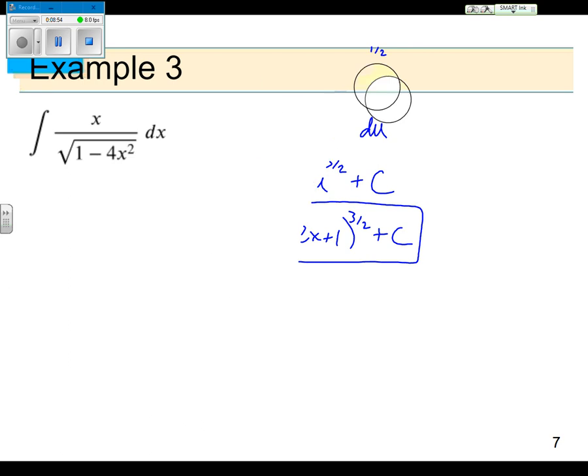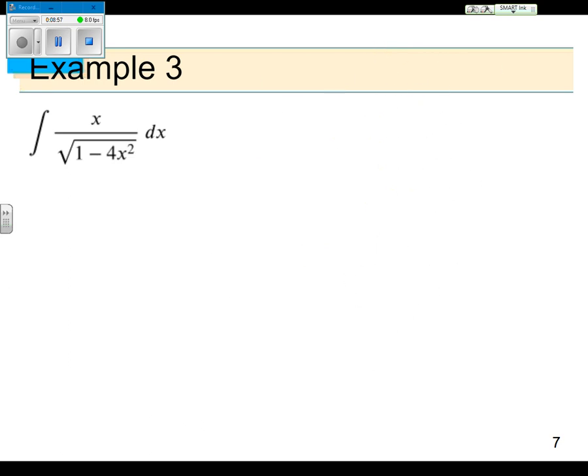Okay, I'll get you started on this one, then I'm going to turn you loose on the second half. Again, I just know what to plug in for you, maybe because I've done this so much, or I'm just looking at what's on the inside. And so my u would equal 1 minus 4x squared. So that means that my du over dx, and we'll multiply both sides by dx, would be negative 8x.